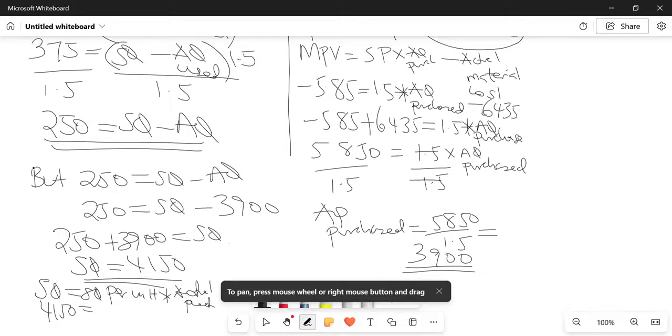Standard quantity per unit has been given in the question. It's 10. SQ per unit has been given in the question. It is 10, isn't it? 10 times actual production.